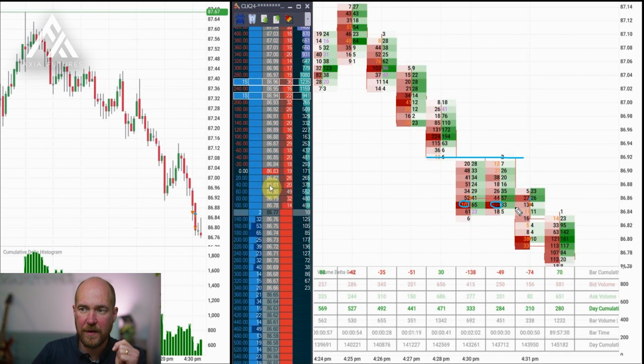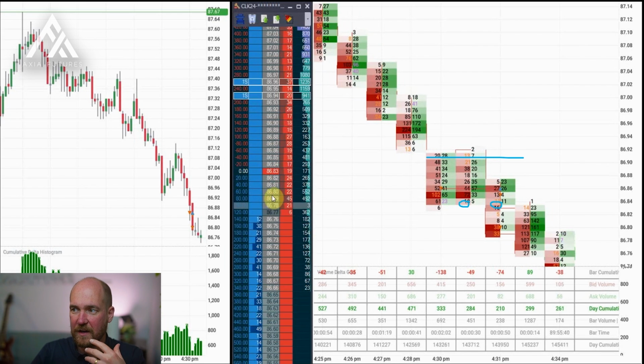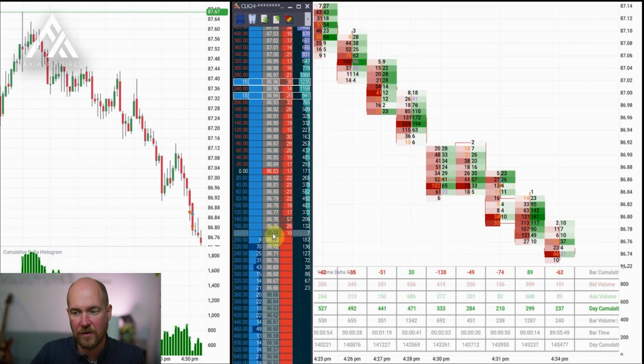The next thing you're thinking about now is 63. That's the level that matters. Once 63 breaks, you can then be thinking, yeah, this move is on. We're going to get that bigger move that I'm looking for down towards the mid 20s, down towards 06.